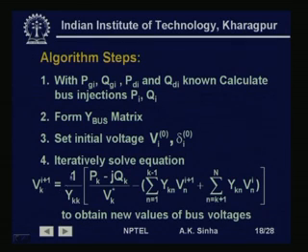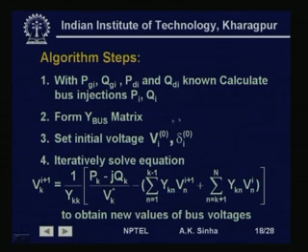Vk at I plus 1 is equal to 1 by Ykk into Pk minus jQk by Vk conjugate at iteration I, minus summation Ykn Vn at iteration I plus 1, that is the updated value, plus summation Ykn Vn at iteration I, that is the value which is available at the ith iteration. Since the new values at I plus 1th iteration for these voltages are not known, these are the latest values which are available. So, this is done to obtain new values for the bus voltages.